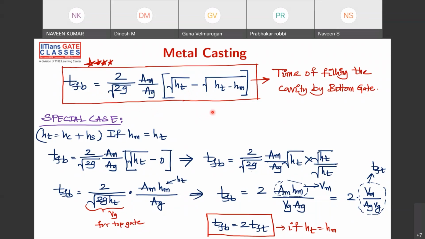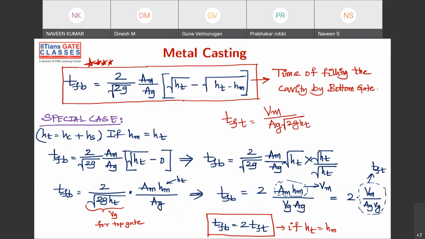What was the formula? You remember the formula for top gating? Yes, I'll write it here. The formula was TFT, the time of filling for top gating, is equal to the volume of the mold, that is AM into HM, divided by AG into VG. VG is nothing but root 2gHT. HT is HS plus HC. Okay, we had this formula.